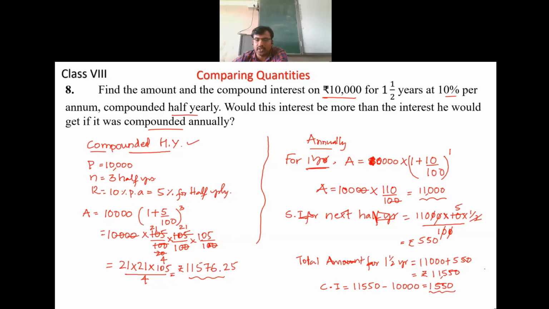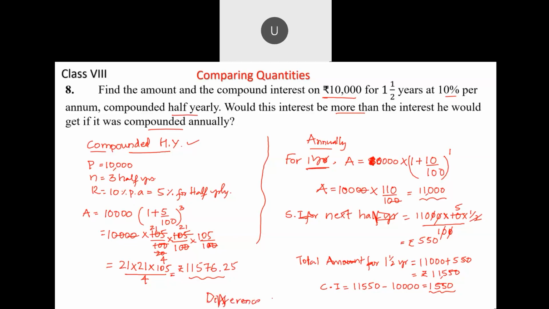No, sir. They asked how much more interest we should get. Compounded half yearly, it will be 26 rupees 25 paise more. They asked how much more interest, isn't it? So we have to calculate the difference in the interest. So 26.25 is more when we calculate it half yearly, sir.